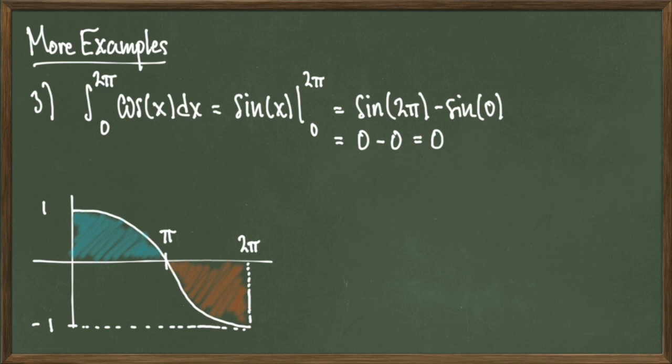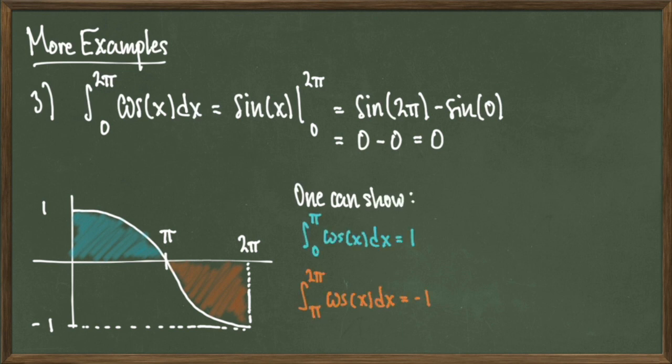One can show the following: the integral of cosine from 0 to pi is equal to 1, and the integral of cosine from pi to 2 pi is equal to negative 1. In other words, pointing at our picture, the blue area is equal to 1, and the orange area is equal to negative 1. Now, we've seen examples of integrals before where I split my integral somewhere down the middle.